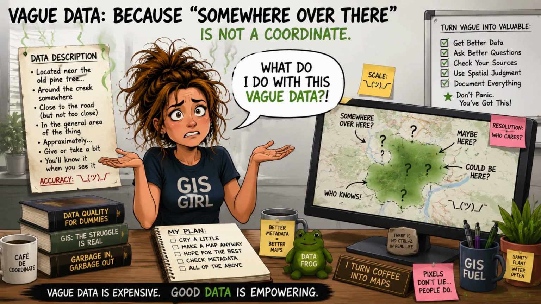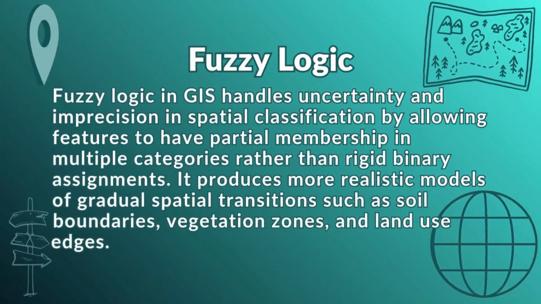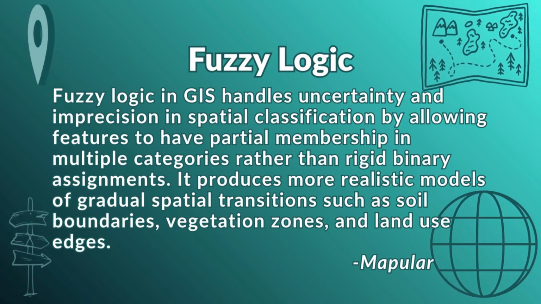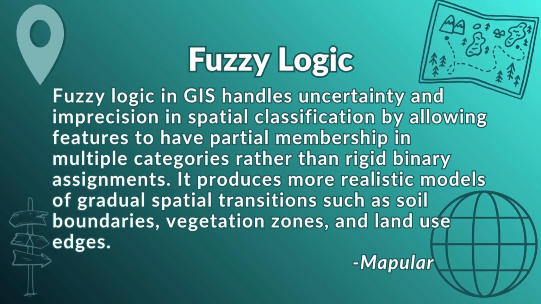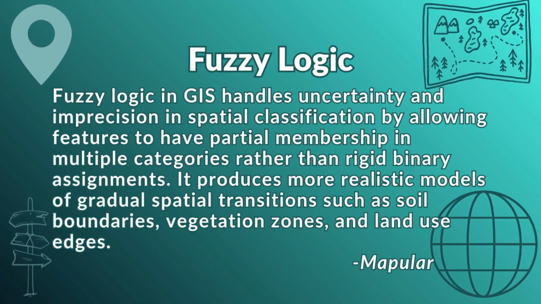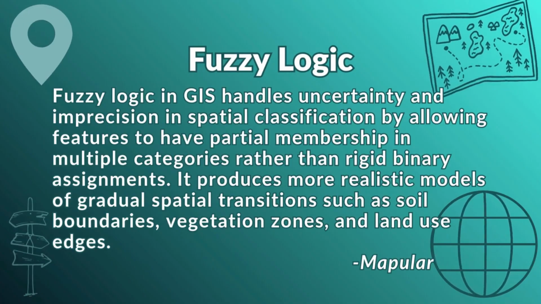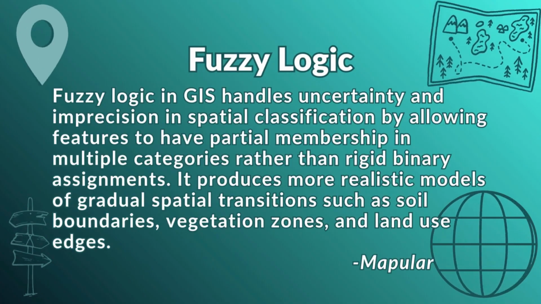When you cannot assign a firm category to data, you use fuzzy logic. Fuzzy logic. It sounds like an oxymoron. Like, how do you program a computer to be fuzzy? Well, instead of discrete variables with hard lines where something is either a 0 or a 1, true or false, fuzzy logic converts semantic descriptions into spatial representations using a continuous scale of membership from 0 to 1.